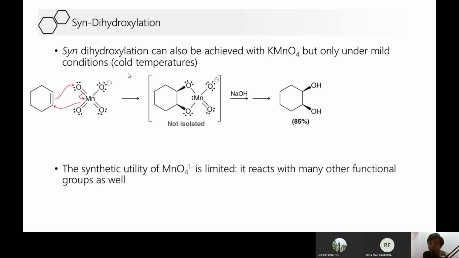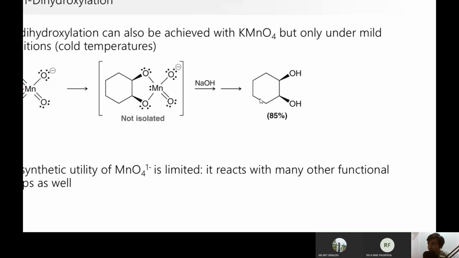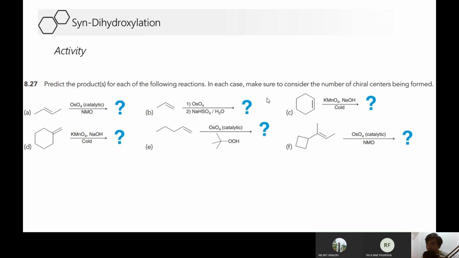However, it is only possible under mild conditions, no? Okay? So, mild conditions, ibig sabihin malamig, no? So, yan. Ayun, ganun din. Ayun. Ganun din mangyayari. So, your MnO4 will attach here on the same side, then you will reduce it to have your diol. Okay?